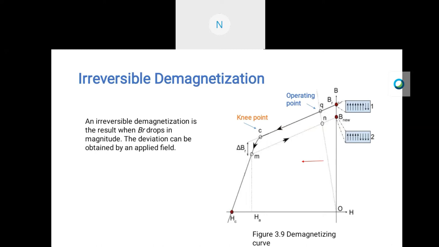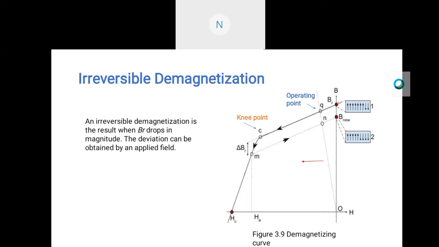So it will hamper the motor. The magnets will not work anymore at the original BR. So its torque capability and power density will be reduced a little bit. So we have to be careful about this point, the knee point.